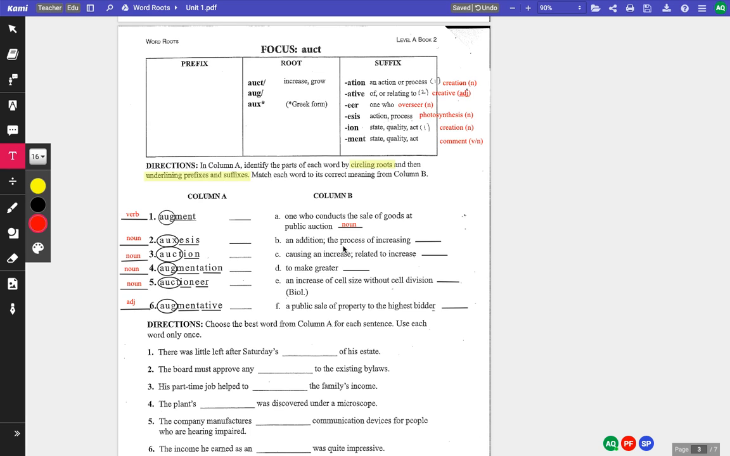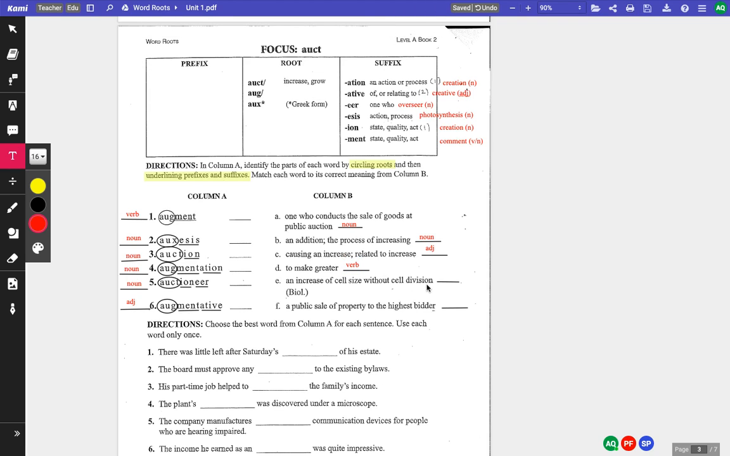An addition, or the process of increasing. Notice we have these articles here, an addition and the process. That definition is also defining a noun. Causing an increase or related to increase. We're talking about a describing word. To make greater starts with that helping word to. It lets us know that that's the infinitive form of the verb, like to jump, to run, to play. So that definition is for a verb.